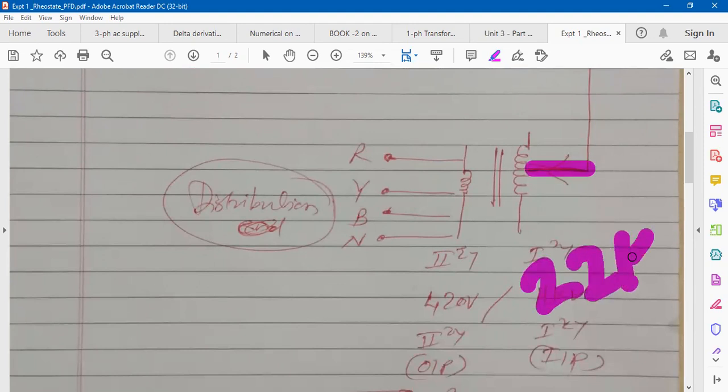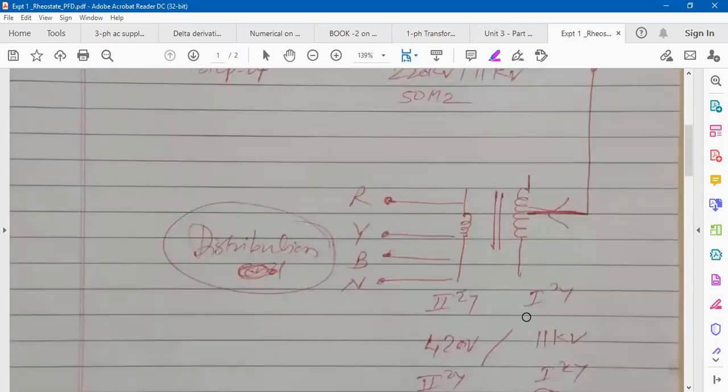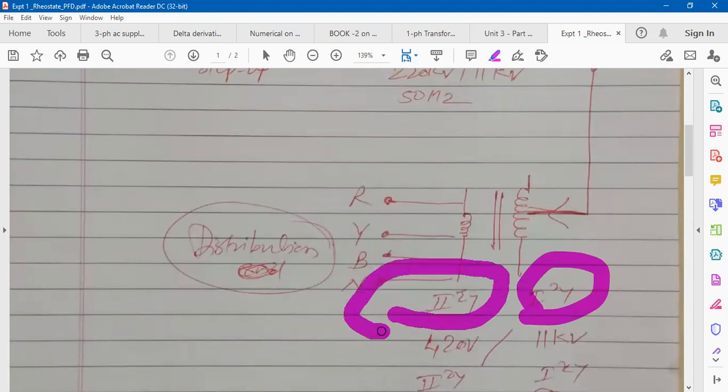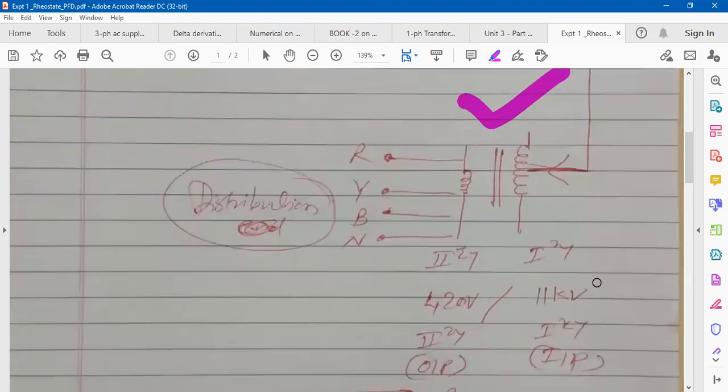It receives electricity at what voltage? 22 kV, three phase AC. And then it steps it down. I have drawn it reversed here. As the supply comes from the earlier transformer, here primary you can see on the right hand side and secondary on your left hand side. So it's a step down transformer. Whatever electricity reaches this side at 11 or 22 kV, it steps it down to 420 volt.